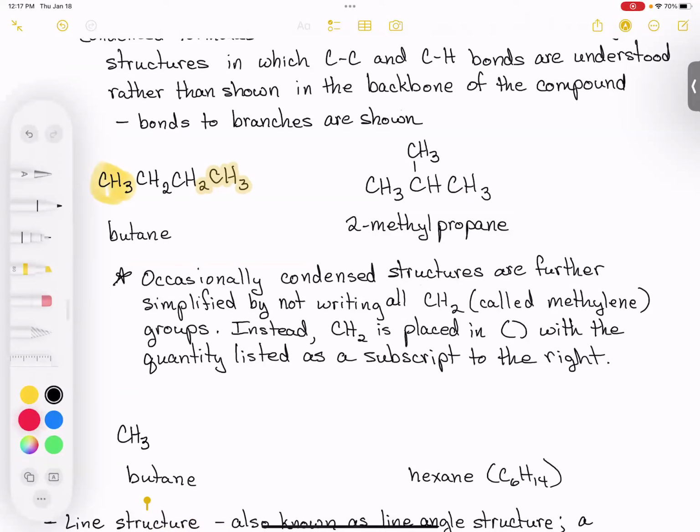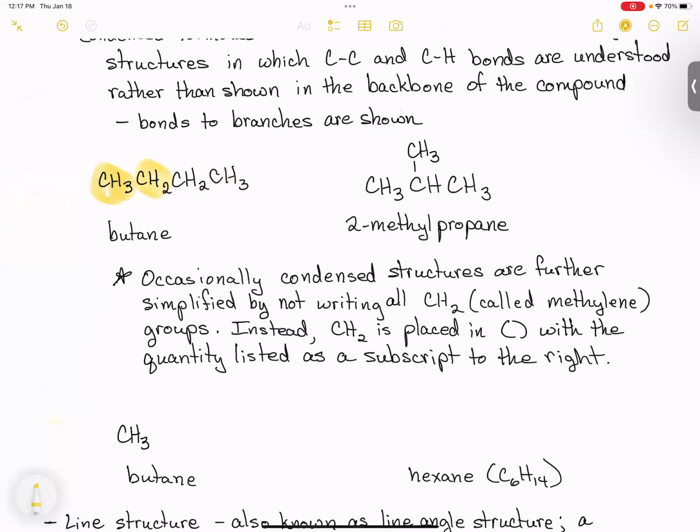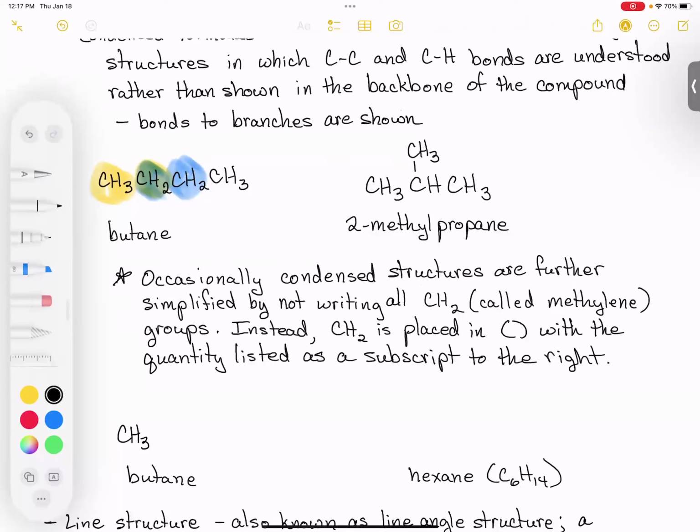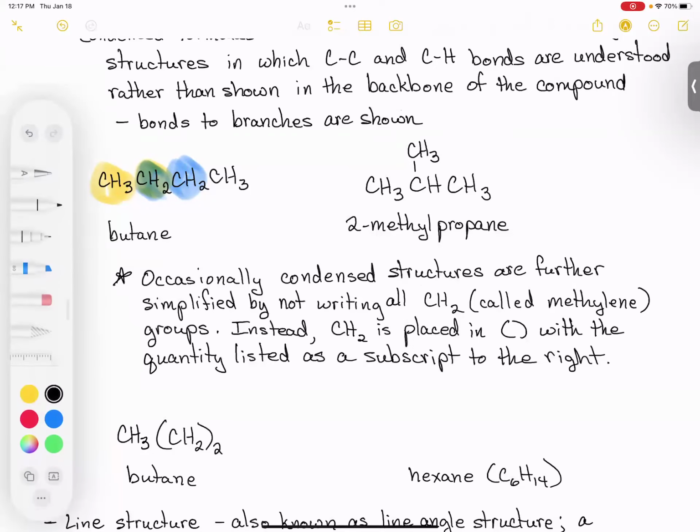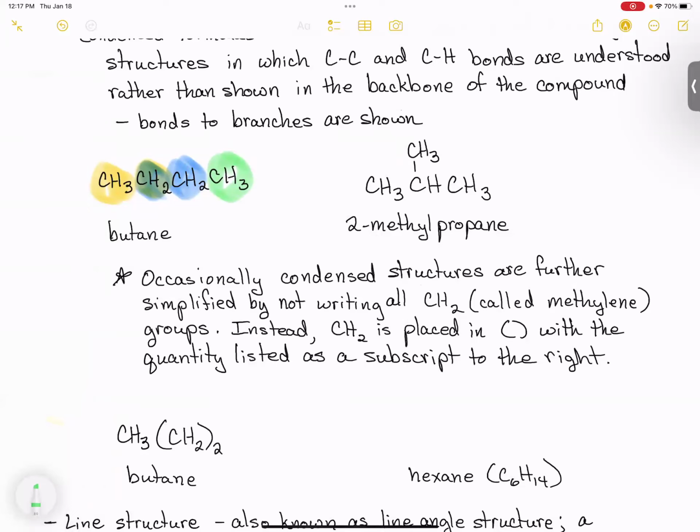But then we would notice that the next two were CH2 groups. Instead of writing those individually, we can condense that so that the CH2s are placed in parentheses with the quantity of CH2s listed next. And then we would finally finish it off with the other CH3. And so that would be butane.